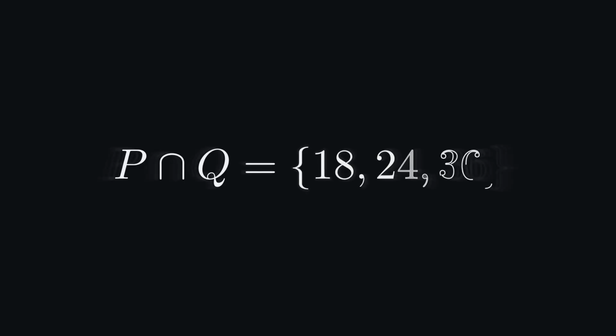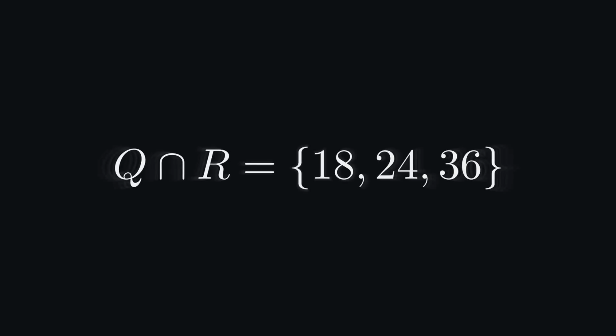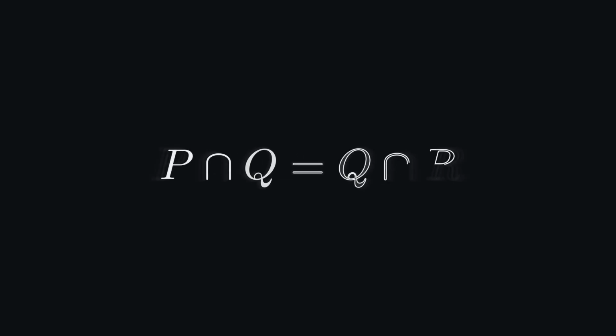Now, let's compare the results of the intersections. P intersect Q equals 18, 24, and 36. Q intersect R also equals 18, 24, and 36. Let's explore the relationship between these intersections. We see that P intersect Q equals Q intersect R.